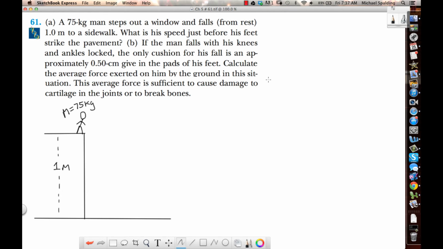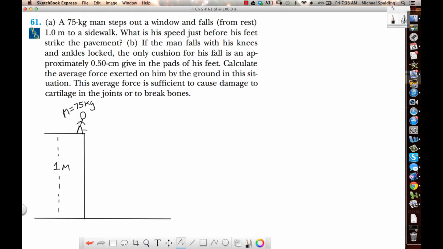All right, so we have a 75 kilogram guy steps out of a window. I can't draw that. So he's gonna jump off of this cliff 1 meter high onto the ground below. The first question: what is his speed just before his feet strike the pavement?